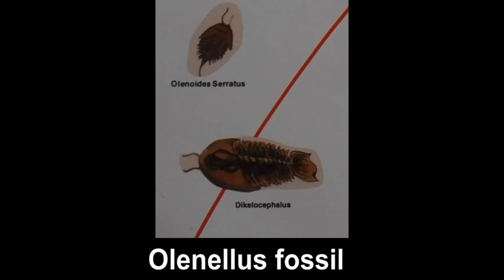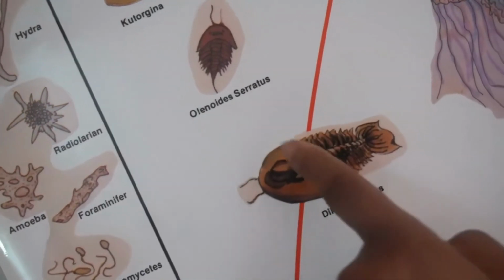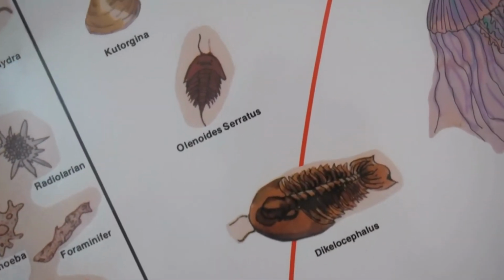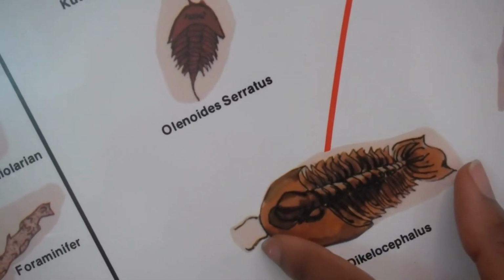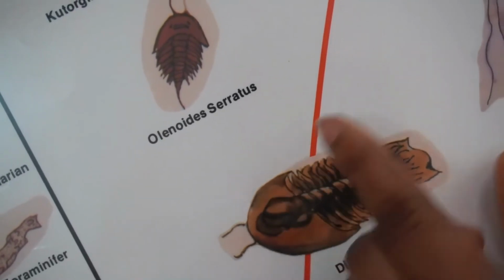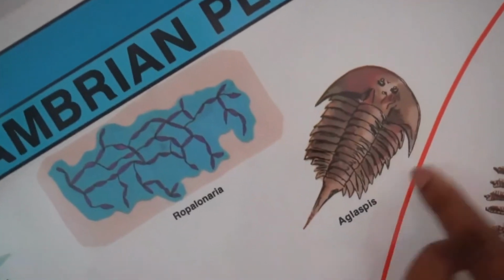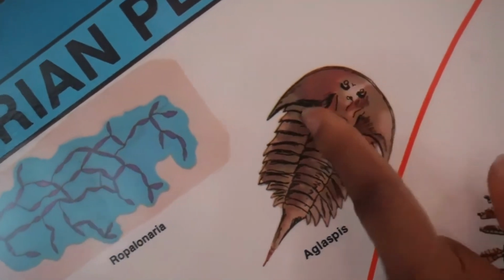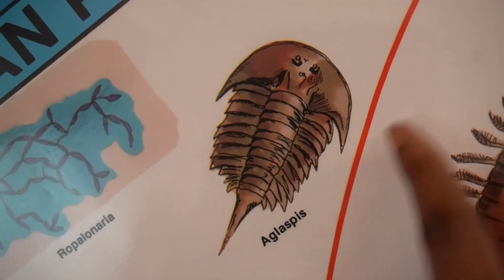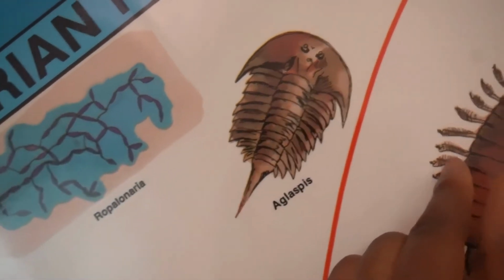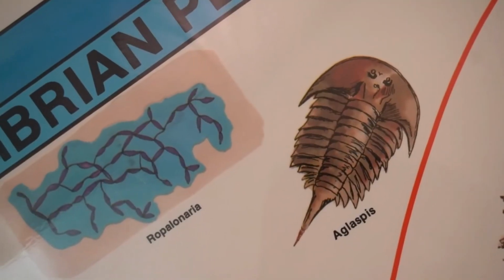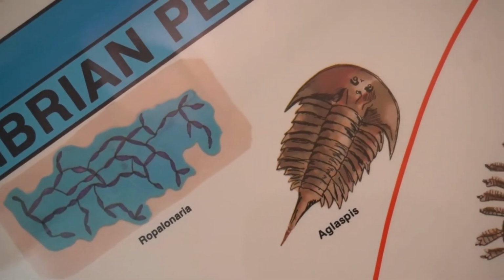Now, the Dicollocephalus and the Olinoides serratus were common trilobites in Cambrian seas. Dicollocephalus had a flat, broad-shaped body about 6 inches long. Aglaspis was a trilobite with a head shaped like a horseshoe crab. It had 11 pairs of legs and a long pointed tail. Fossils of this creature have been found in Wisconsin.